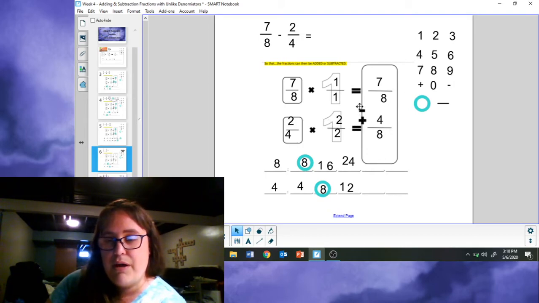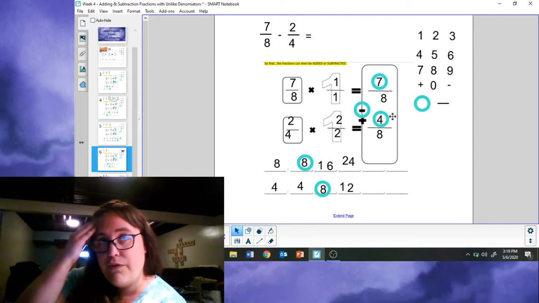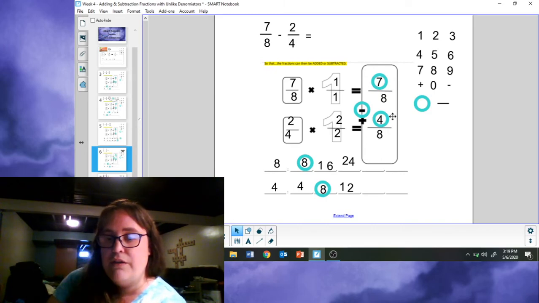I failed on the last couple problems to mark this, so I'm going to go back up. This is a subtraction problem. That's just about the only way you can trick yourself at this point. Remember, for adding and subtracting, you're just looking at those numerators. So 7 minus 4. If you're counting up, it's 4, 5, 6, 7. If you're counting backwards, it's 7, 6, 5, 4, 3. Either way, you come up with 3. 3 is your numerator, and your denominator stays the same. So your answer is 3/8.